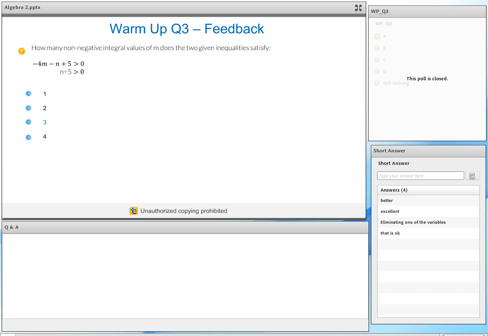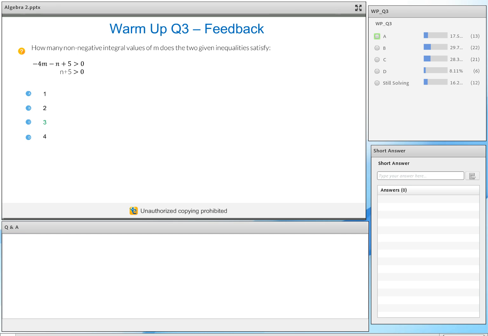Now let's take a look at the last question, question number 3. This is a very interesting question. How many non-negative integral values of m do the two given inequalities satisfy? Now tell me, what is a non-negative integer?